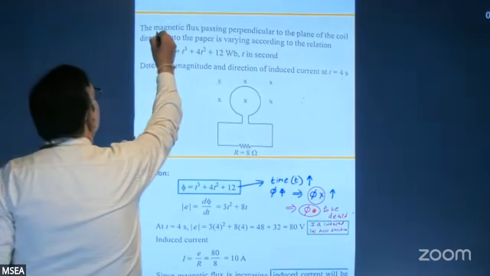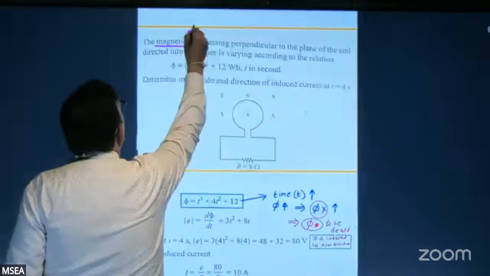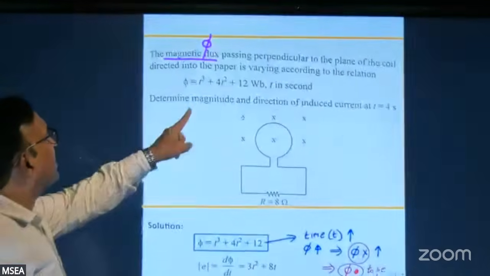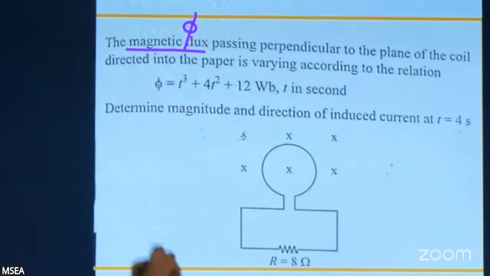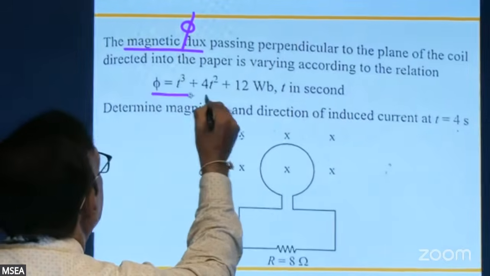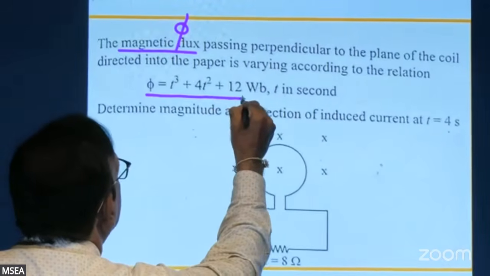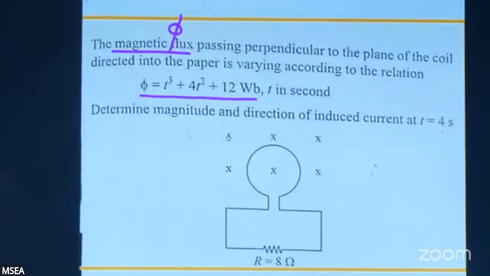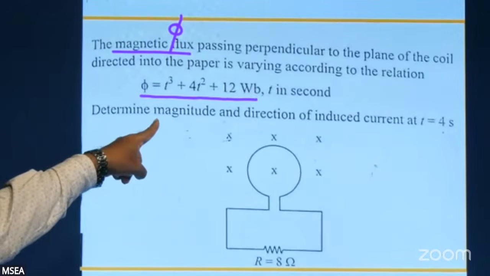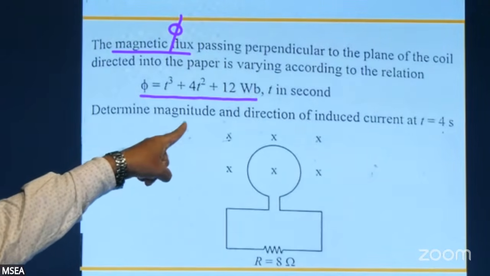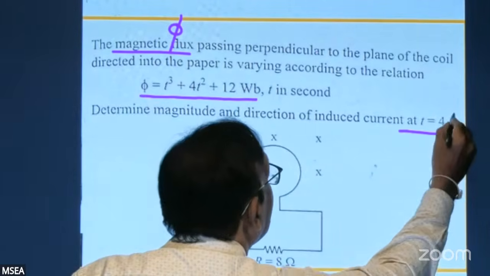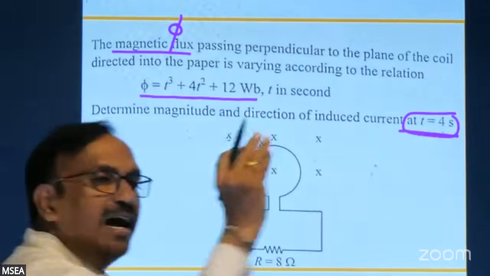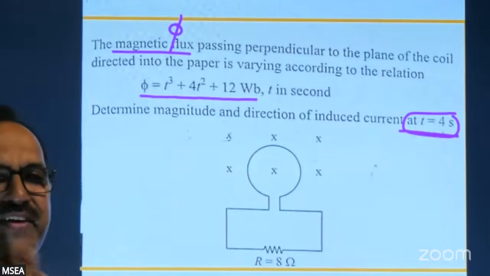The symbol for magnetic flux is phi. Magnetic flux passing perpendicular to the plane of the coil is given by phi equals t cube plus 4t square plus 12 Weber, where t is in seconds. I want to know what is the current induced at t equals 4 seconds. I want current induced at a specific time.